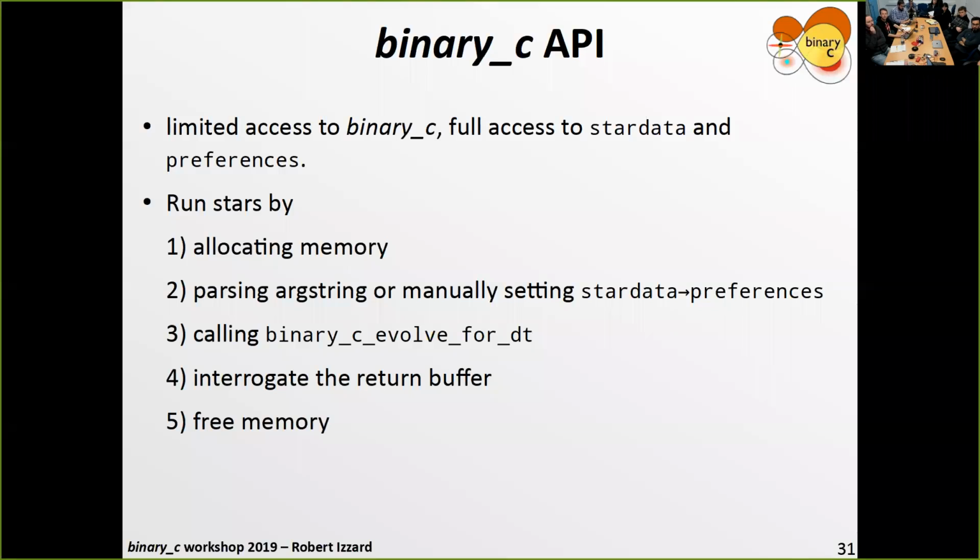You have the choice. It's actually quicker to manually set the preferences, of course, because it pulls less code, but it's probably less flexible, so you can choose. Then there's a function called binaryc_evolve_for_dt. That means evolve for time dt. That's it. So you start at the beginning, you get to the end, and then you just output whatever at the end. It returns a buffer, which is set with all these printf statements. You can then interrogate that.